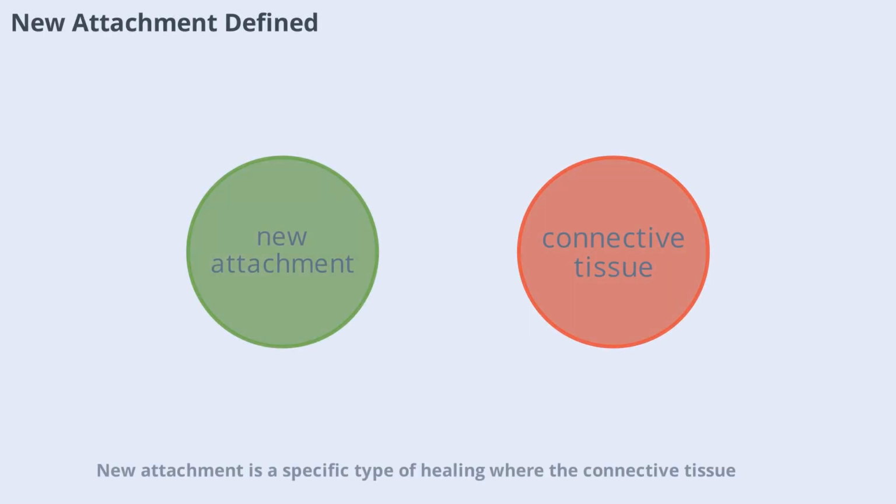New attachment is a specific type of healing where the connective tissue reunites with a root surface that was previously exposed due to disease. This process is significant because it restores the connection between the tooth and its supporting structures, helping to stabilize the tooth and prevent further damage. New attachment is a key goal in periodontal therapy, especially in cases where the root surface has been pathologically exposed.